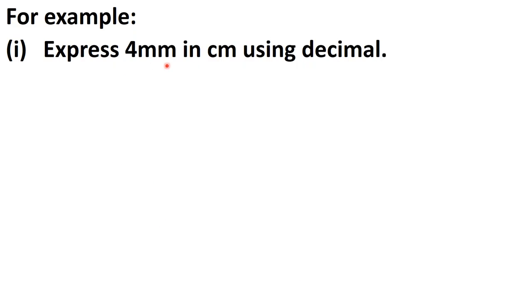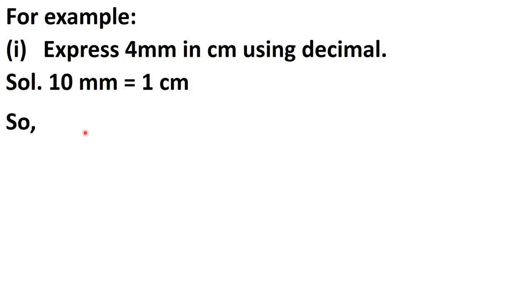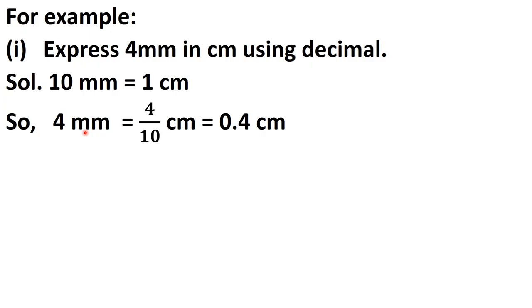Express 4 millimeter in centimeter using decimal. 4 millimeter we have to change in centimeter. We know that 10 millimeter equal to 1 centimeter. So 4 millimeter equal to 4 upon 10 centimeter. As I told you, if we have to move towards greater unit, we always divide. Or you can check it by unitary method also. It is 0.4 centimeter.